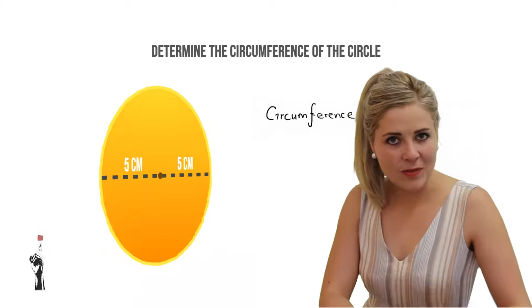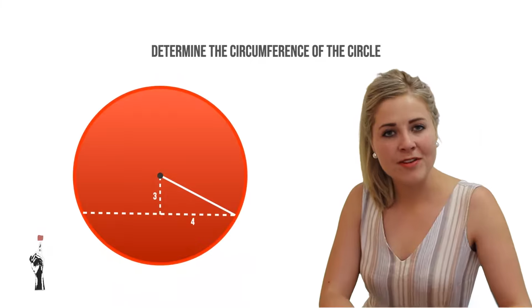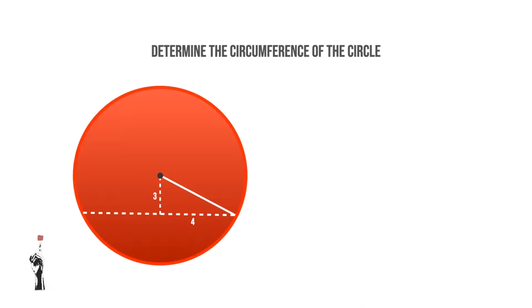Let's look at the next example. Determine the circumference of the circle. The problem now is I don't have the value of my radius, but I do have a right angled triangle and 2 out of the 3 sides. Therefore, I can use Pythagoras to calculate the third side.